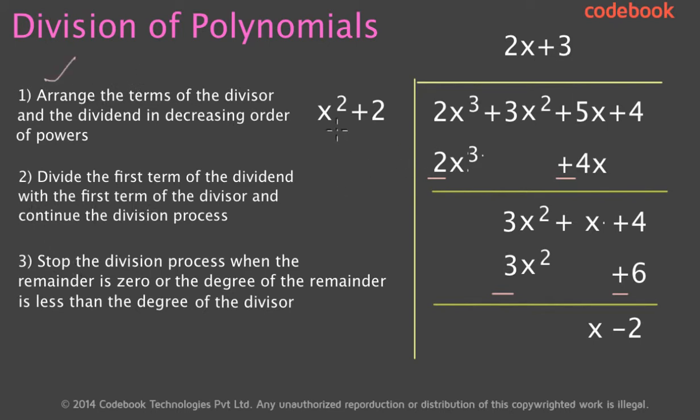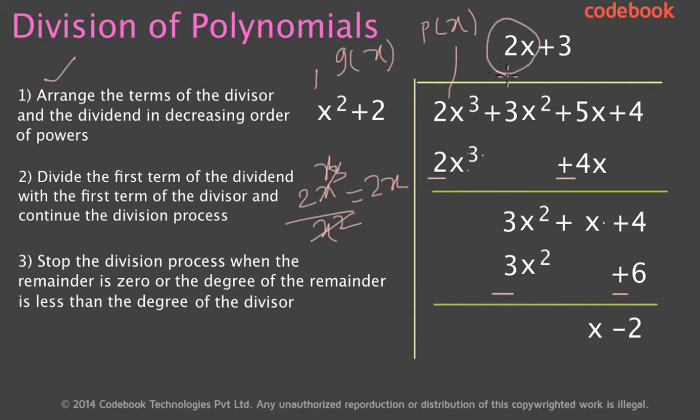In step 2, we divide the first term of the dividend, which is p of x in this case, by the first term of the divisor. So this is your p of x and this is your g of x. The dividend is p of x and the divisor is g of x. You divide the first term of the dividend, 2x cubed, by the first term of the divisor, which is x squared. If you divide this, you will have 2x, because x squared divides x cubed x times. So it is 2x. Then you do the normal division. 2x times x squared is 2x cubed, and 2x times 2 is 4x. So 4x goes here. Now we subtract.